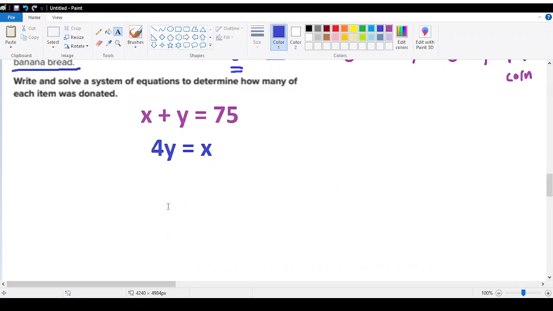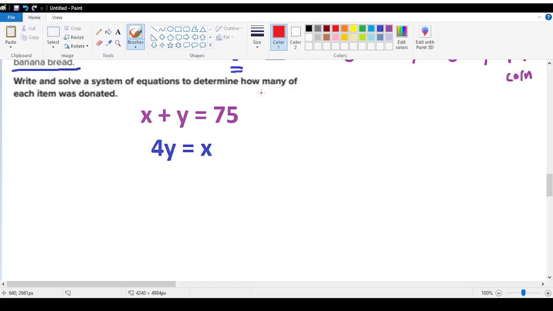Now, how do we solve the system of equations? Do you have any clue how to start solving the system? We have two equations, right? Can you tell me what the two equations are? x plus y equals 75 and x equals 4y. How do we solve them? We just took this, I told you when it is 4y equals x.